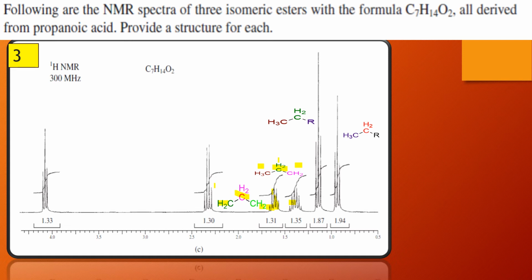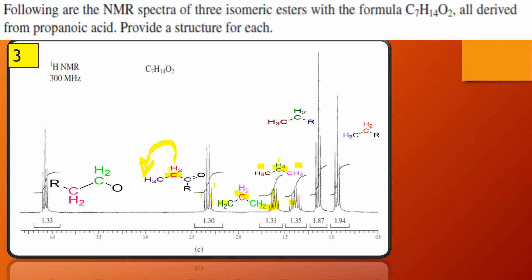Then move to here, and you can see this is a quintet, which means that at the neighboring carbon there are 3 protons, right? So you can see this is the carbon having 2 protons, and its neighboring carbon contains 3 protons, which means that this is giving us a quintet, right? Next move to it, and you can see this is giving us a triplet.